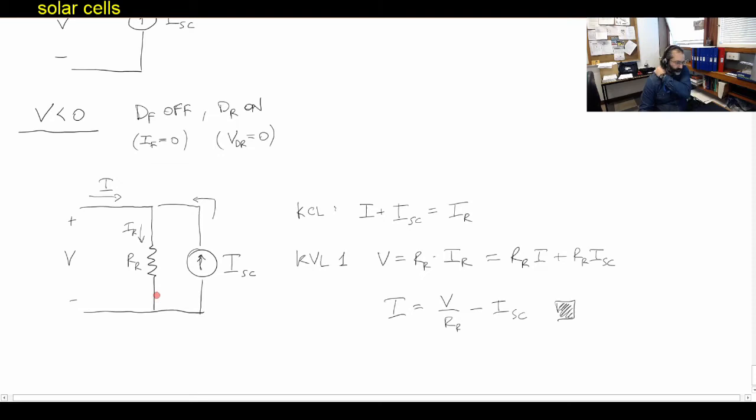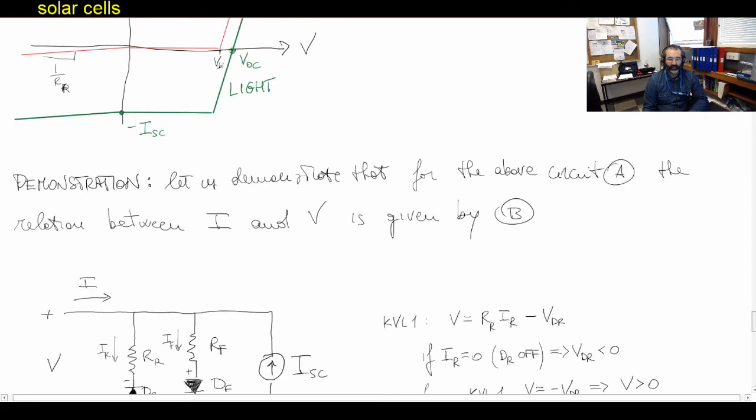And so again, same story. We can use KCL in this node, and we can write obviously this equation. We apply KVL, which in this case is absolutely obvious. It's just Ohm's law. So we replace IR in here, and so we obtain this formula, and we then invert this formula to find I. And so I as a function of V is this, and this also demonstrates the last part, which is this one here.